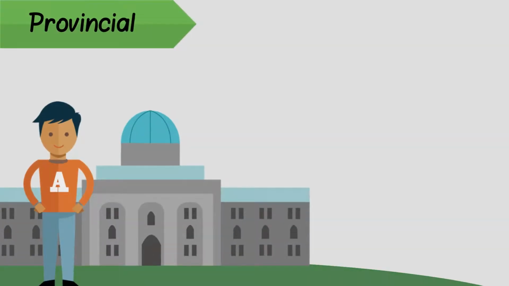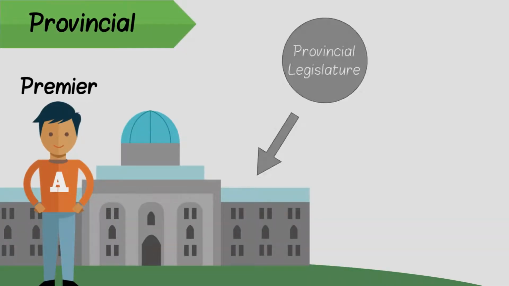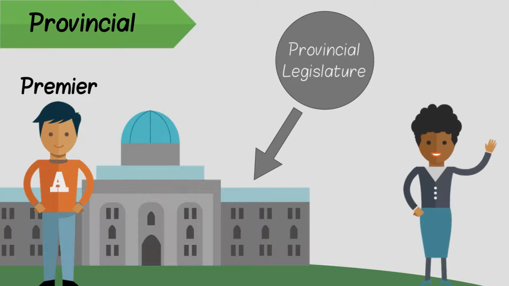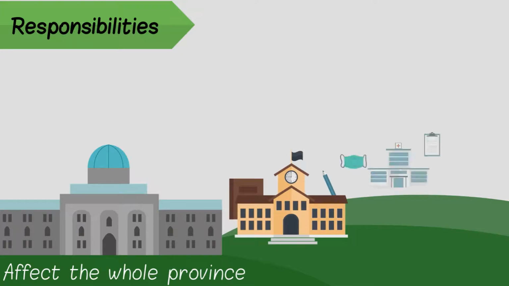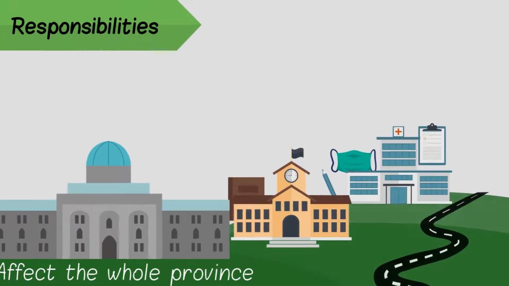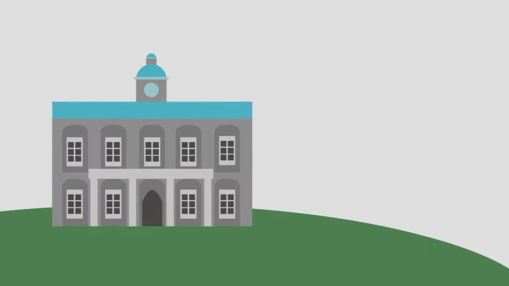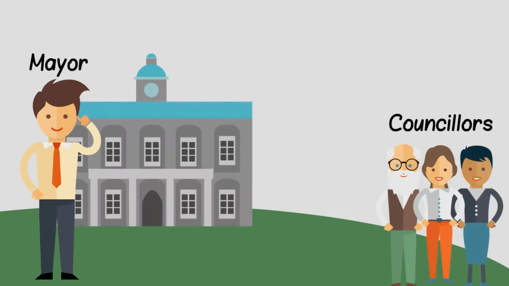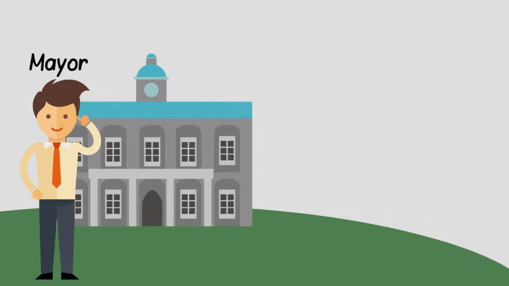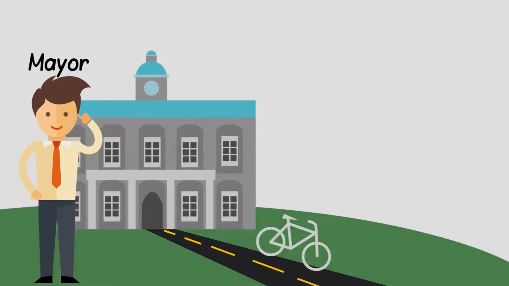The provincial government is led by the Premier and is made up of the provincial legislature. Representatives at the provincial level are called MLAs in Saskatchewan, but they have different names across Canada. Provincial governments are in charge of things that affect the whole province, like education, healthcare, highways, and more. The municipal government is led by the mayor and is made up of elected councillors. They deal with problems relating to the city, like road maintenance or bike lanes.